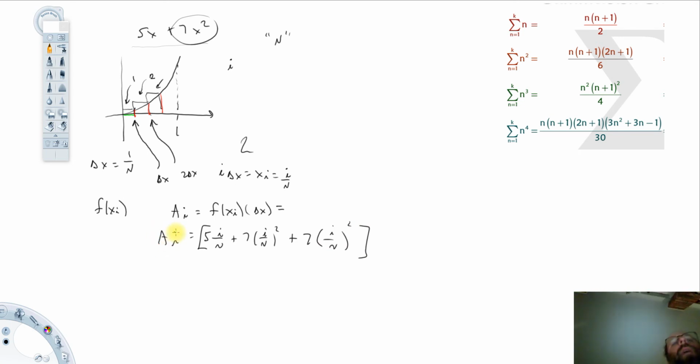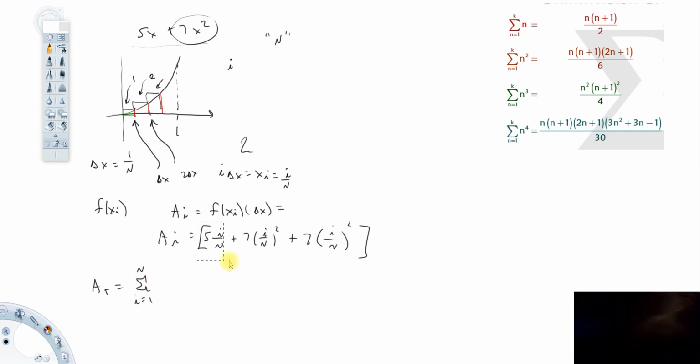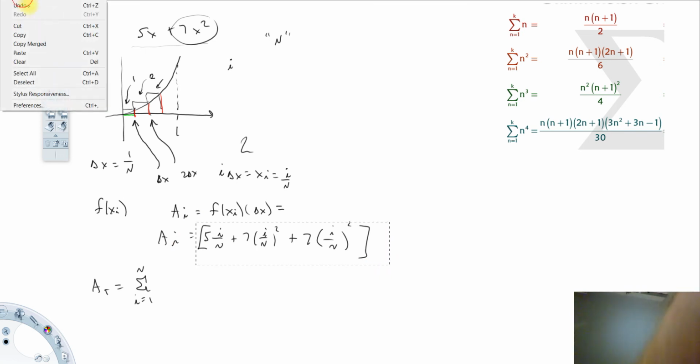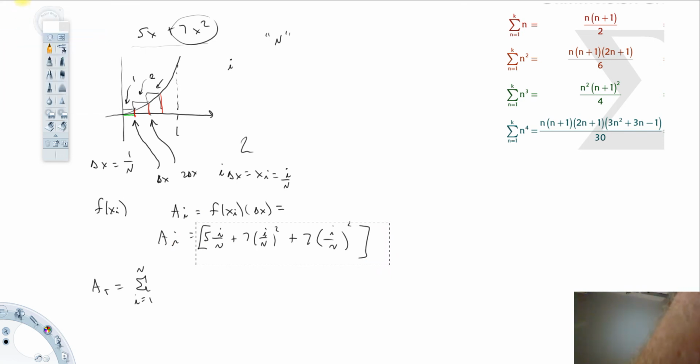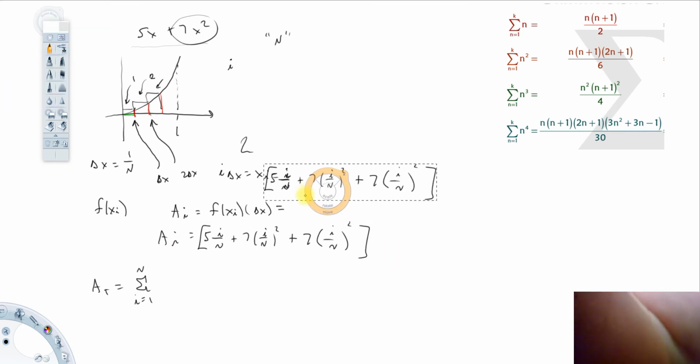So here's the formula for the ith rectangle. Now what you do is you say, all right, the total area is going to be the sum of all of these. So it's going to be the sum from i equals 1 to n of this thing. I don't feel like recopying it, so I'm going to cheat. Copy. Paste.